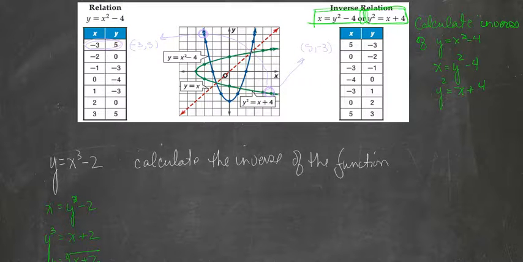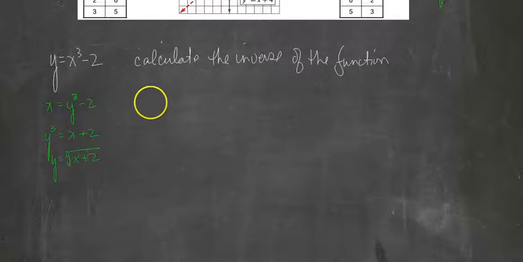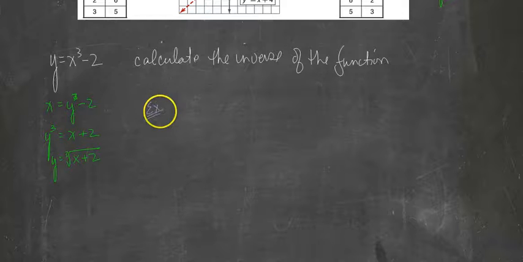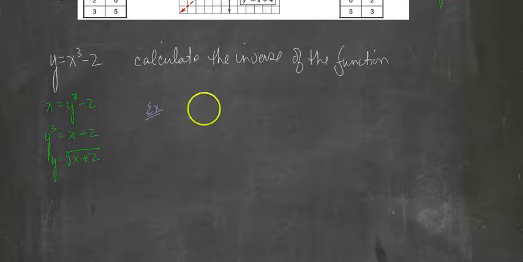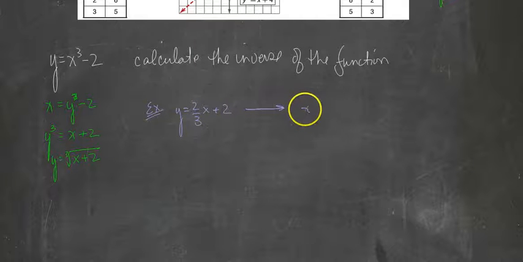All right, so that's enough chit chat. Let's do a couple of problems. If I'm given the function 2/3 x plus 2 and asked to find the inverse, I'm going to go over here and look for the inverse. First thing I want to do is switch out the variables. So x equals 2/3 y plus 2.